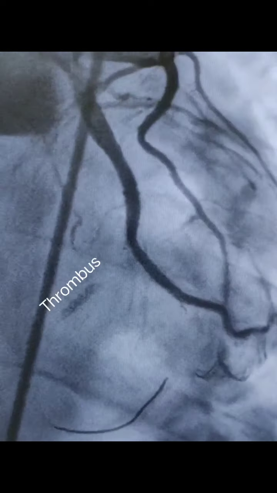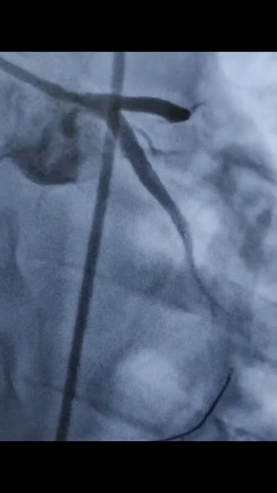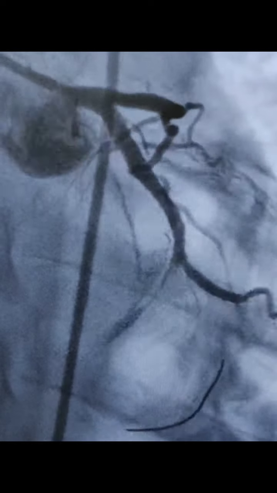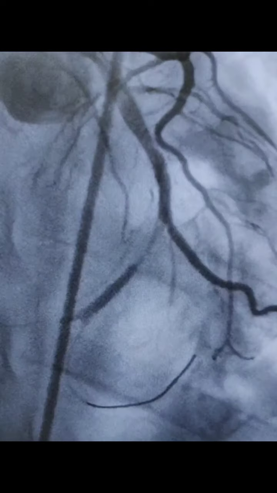So you can see the thrombus in the distal LCX. In this caudal view, we can see there's a thrombus in the LCX. The distal LCX got opened up while putting the wire, and you can see there's a thrombus. So we did thrombosuction in this patient with the aspiration catheter.